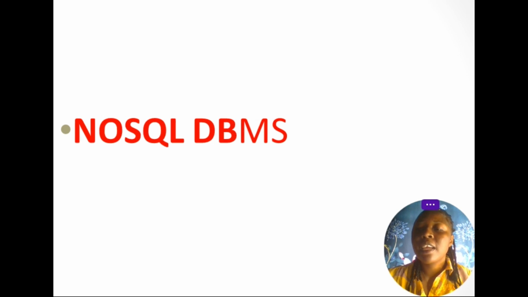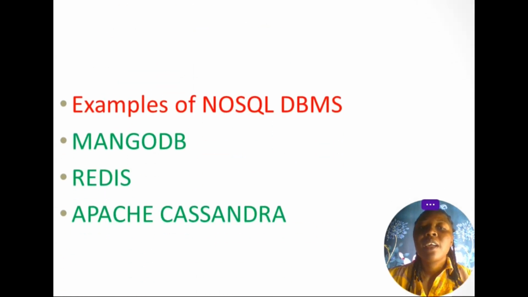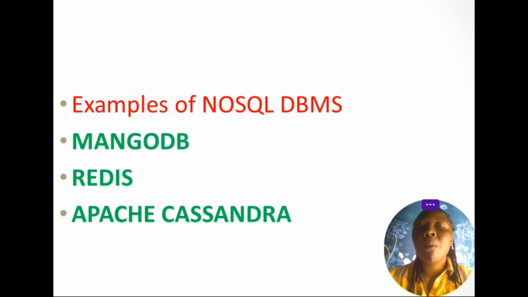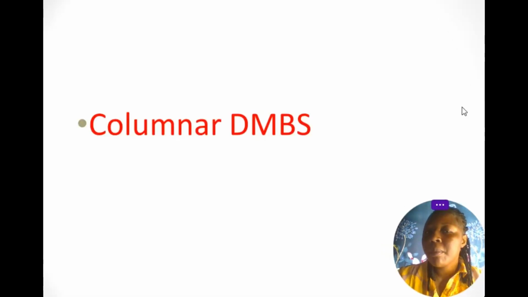There are examples of NoSQL database management system. One is what we call MongoDB, and what we call Redis, and what we call Apache Cassandra. These are the three examples of NoSQL database management system. The columnar DBMS, which is the columnar database management system.